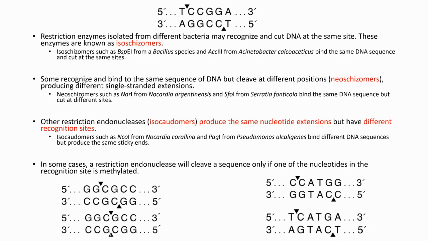And then another restriction endonuclease, we call it isocaudomers. Isocaudomers basically produce the same nucleotide extension, but they have different recognition sites. Like the example here, on the top is NcoI. NcoI recognizes CCATGG, and then they cut between the C and C.